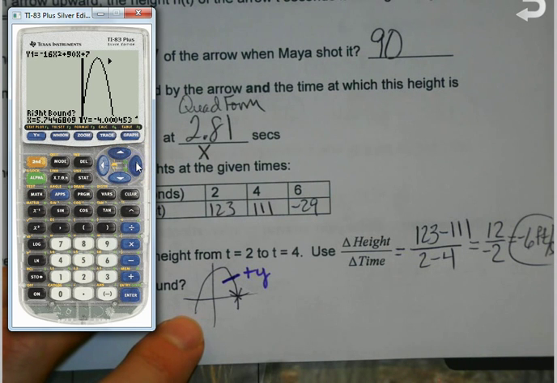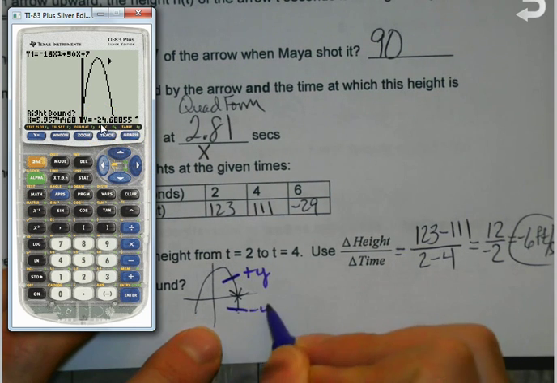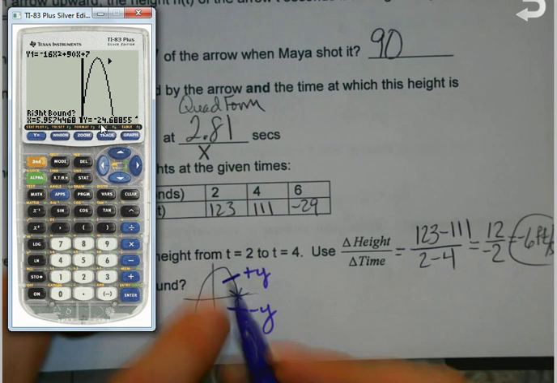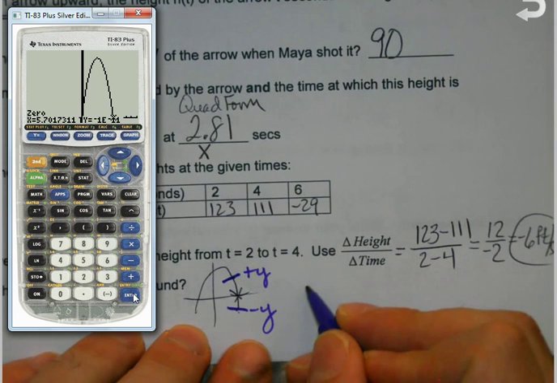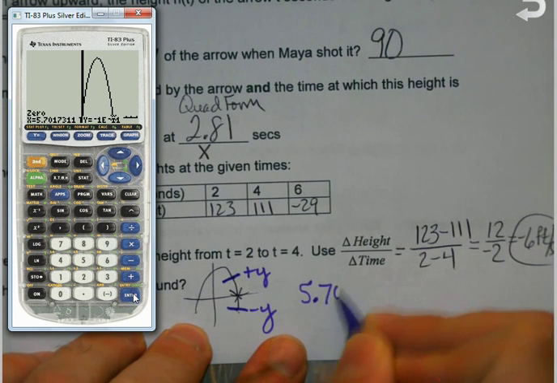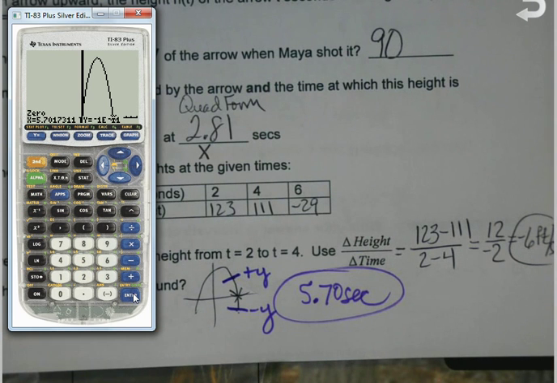Then I'm going to keep hitting right until my y gets negative. Because that's going to mean I got a positive and a negative, and my answer is going to be in the middle. So I hit enter, and I hit it one more time for the guess. And I find out it's going to take about 5.70 seconds for that sucker to hit the ground.